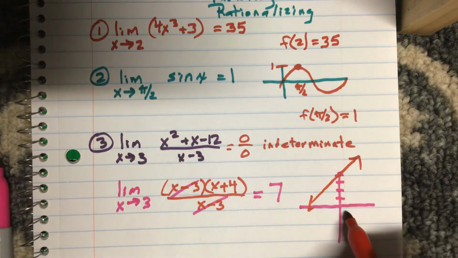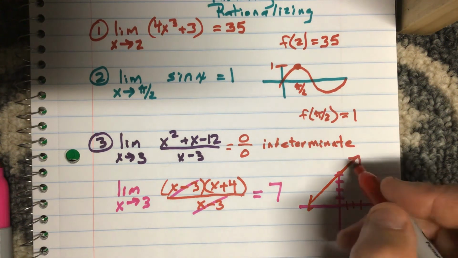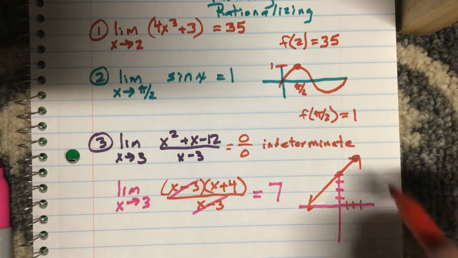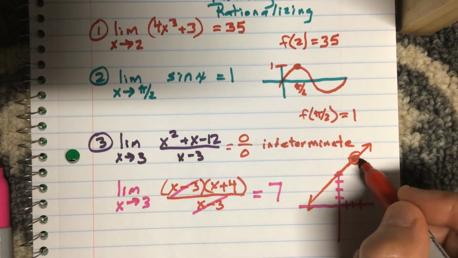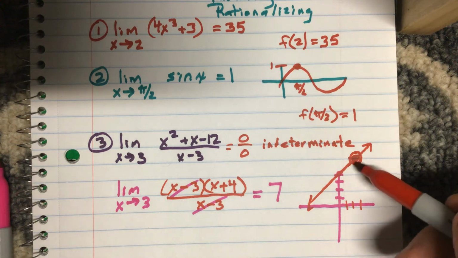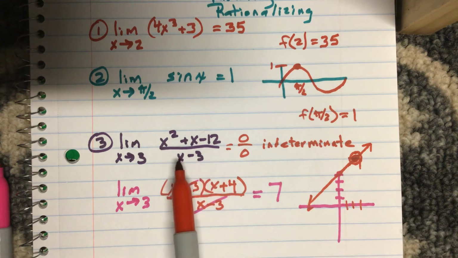And as x approaches 3, y approaches 7. But it's actually a hole. I should have made it as a hole. It's actually a hole in the graph at 7. It's a big hole, but it's approaching 7 because in the original function you couldn't plug 3 in.